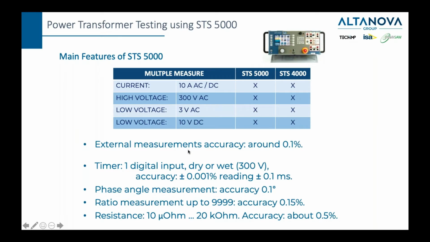And you can see also that the timer, for example, if you want to measure time, has even higher accuracy. Phase angle measurement has 0.1 degrees. Ratio measurement up to 10,000, or 9,999, is 0.15. And resistance is about 0.5%.